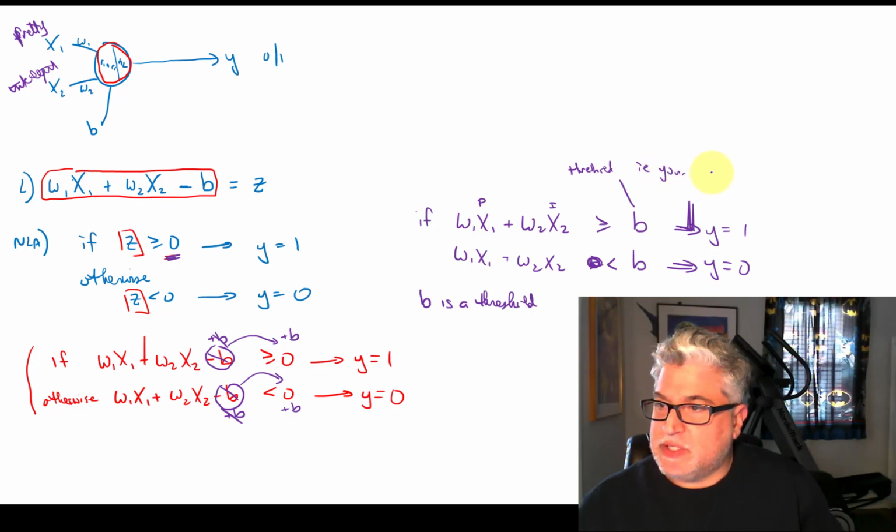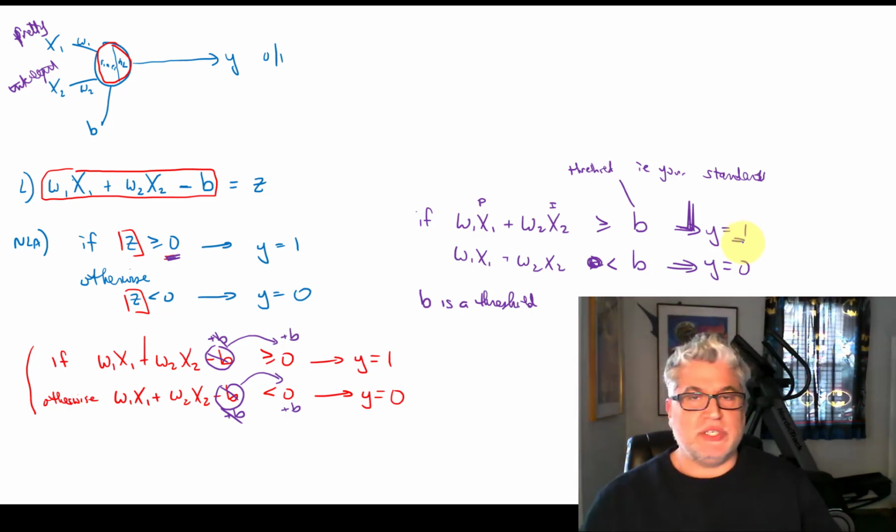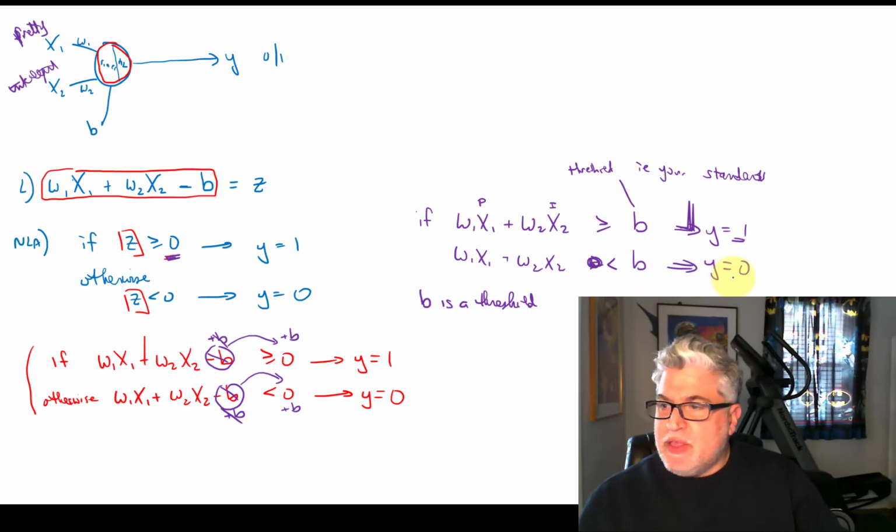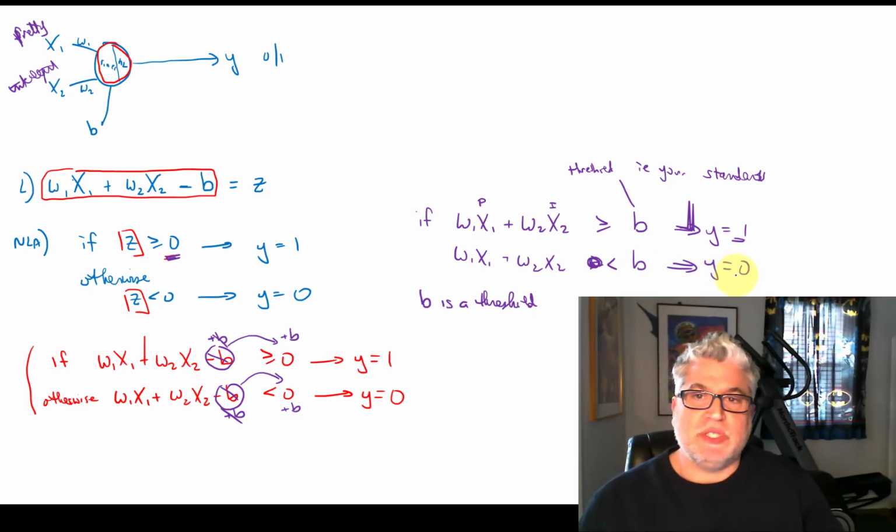i.e. your standards, well, then you'll find that person attractive. But if they don't meet your standards and they're below that threshold, then you would not find this person attractive. They would not be hot to you.